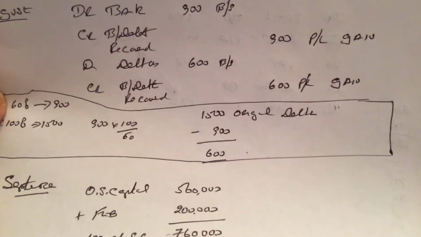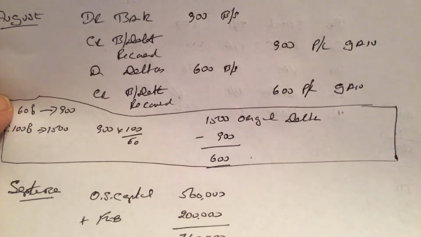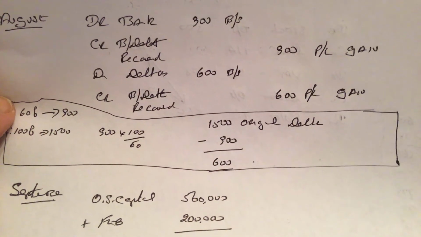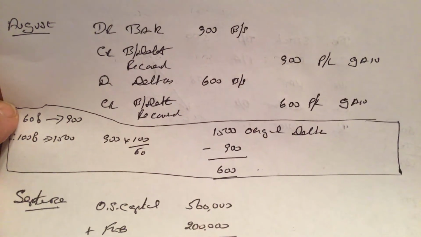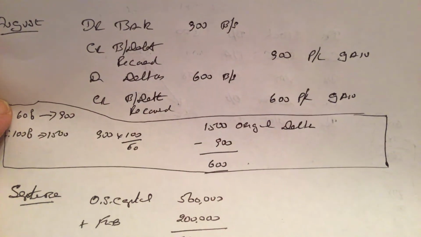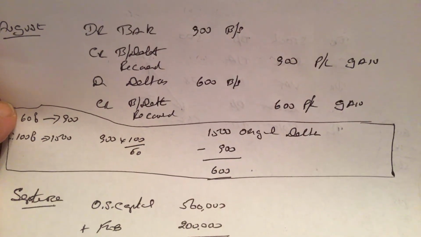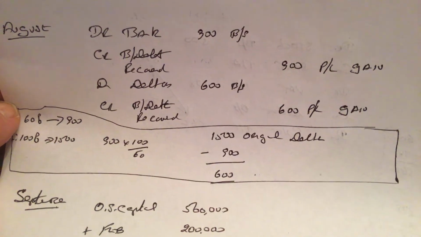So the original debt was 1,500. He paid 900, so there's 600 due. So therefore, we increase the debtors by 600, and we increase the gain in the profit and loss account by another 600.